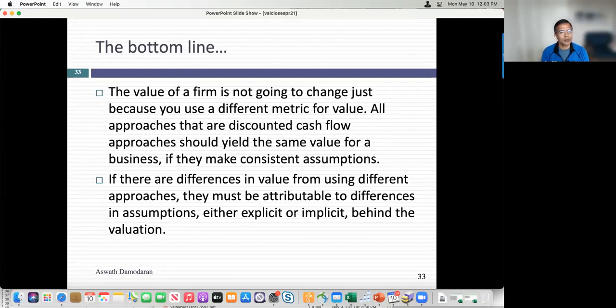So you will hear people talk about magic bullets, some new metric that people have come up with. And I can almost promise you that no matter how much weight is put behind the new metric, it's just old wine in a new bottle. The basics of value don't change, no matter what metric you've created.